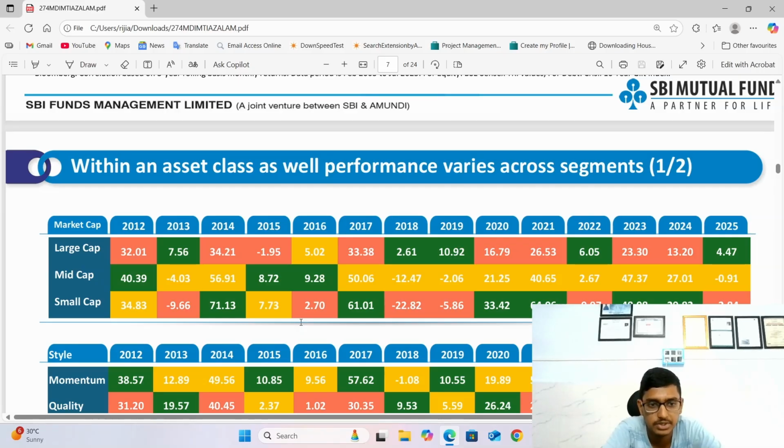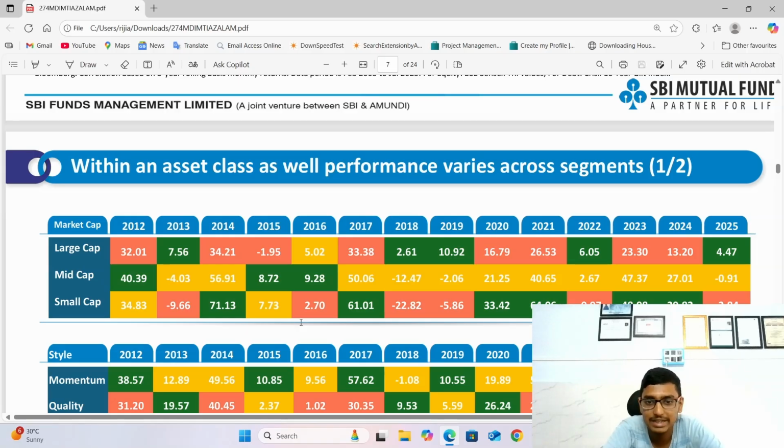In 2012, the mid-cap sector performed best. It gave us somewhere close to 40.39%. In 2013, the large cap gave you the best returns, somewhere close to 7.56%. In 2014, small cap gave you the best returns. It was 71%. In 2015, again the mid caps. 2016, again mid caps. In 2017, small caps.